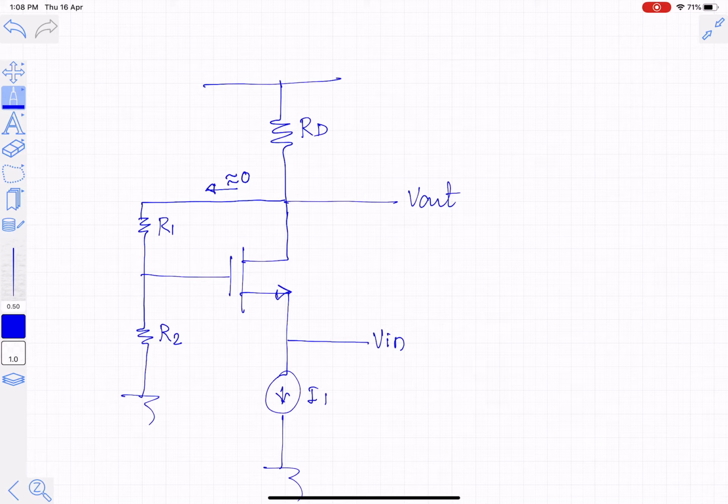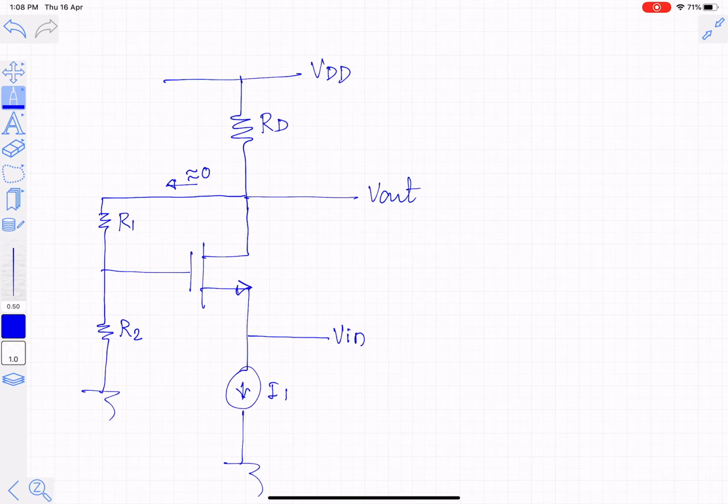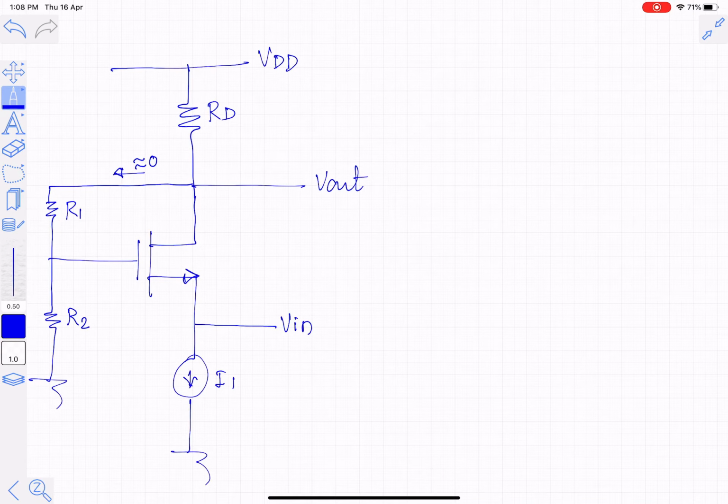But suppose R1 is 100 mega ohm and R2 is also 100 mega ohm, then the current flowing through R1 and R2 will be almost very close to zero, because the output voltage is a small quantity. So this is VDD. In this case we have to find out the expression for gain. So we can write down the expression for AV open.